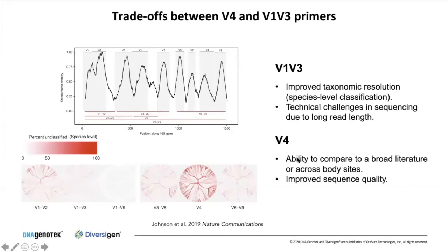The trade-offs, though, are that there are some technical challenges in sequencing V1, V3. So this amplicon is really at the edge of what can possibly be analyzed using Illumina sequencing technology. And so you tend to have some impacts on sequence quality and the ability to effectively stitch those reads together. Whereas with V4, because it's a shorter amplicon, you're able to basically sequence the entire amplicon in both directions, and that gives you improved sequence quality.